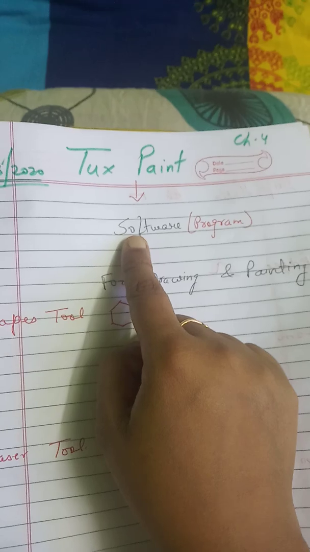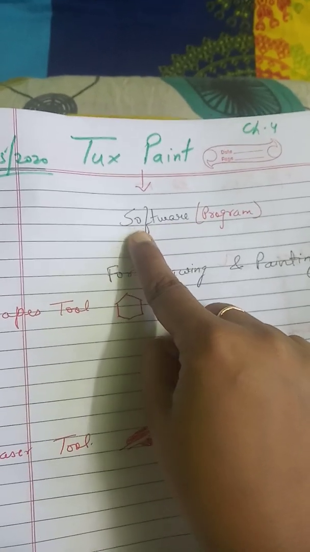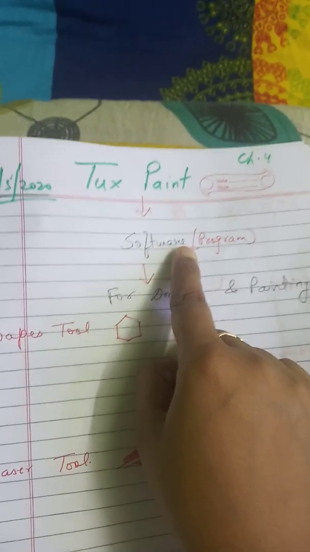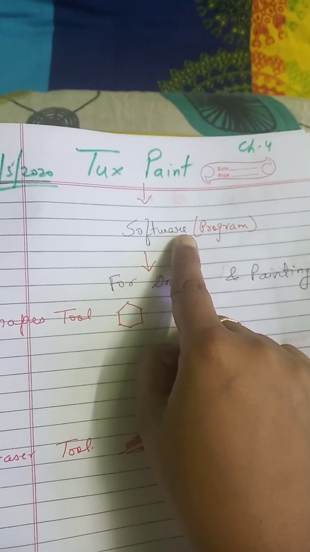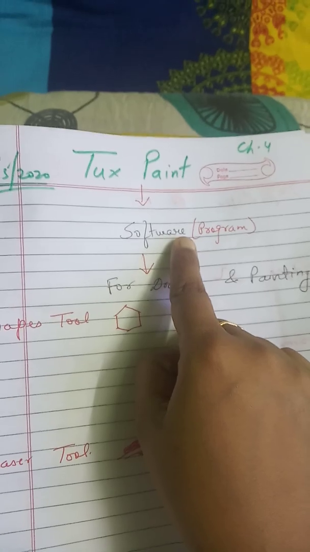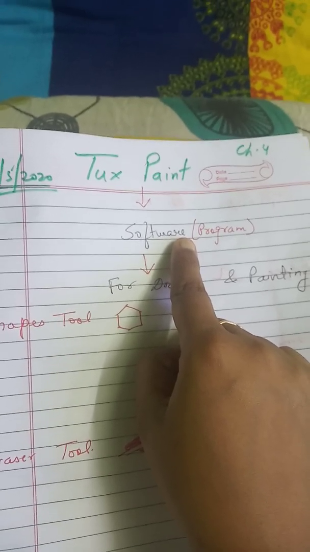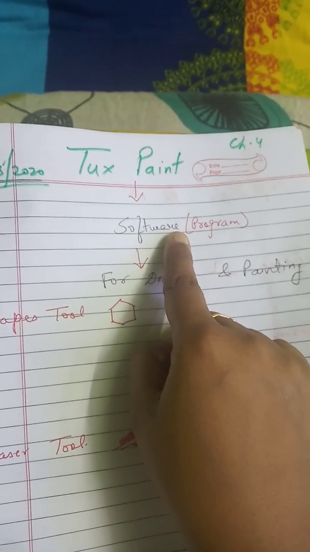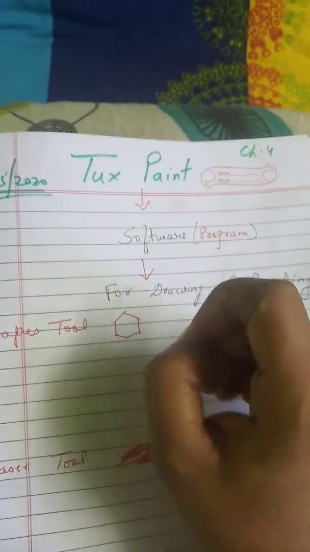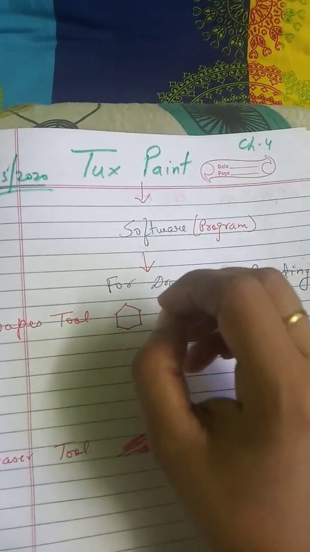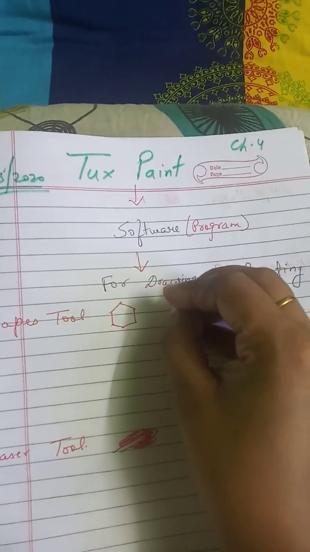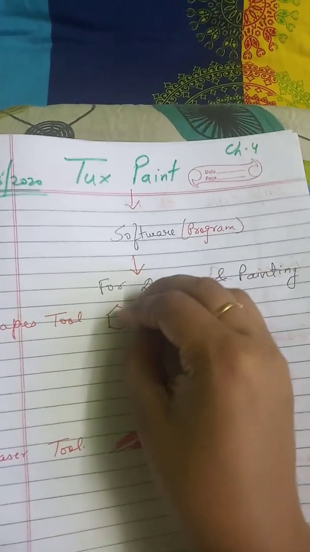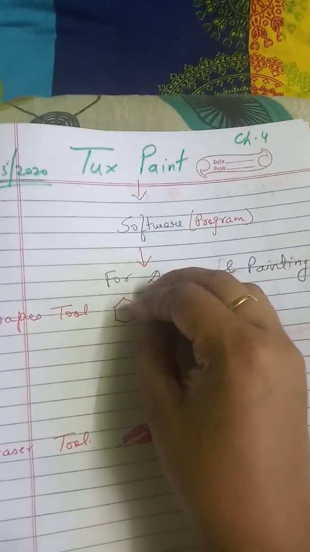Before proceeding, I want to explain to you that Tux Paint is a software. Now, what is software? Software is a program which we cannot touch, but we can work on that. Like WhatsApp. On WhatsApp, we can do our work like sending videos, texting, calling, sending audios, photos, everything, no? We can work on that.